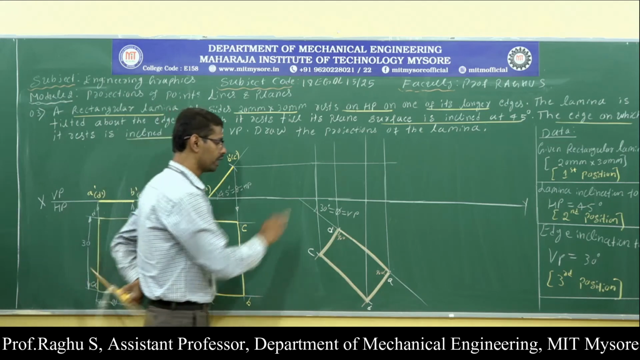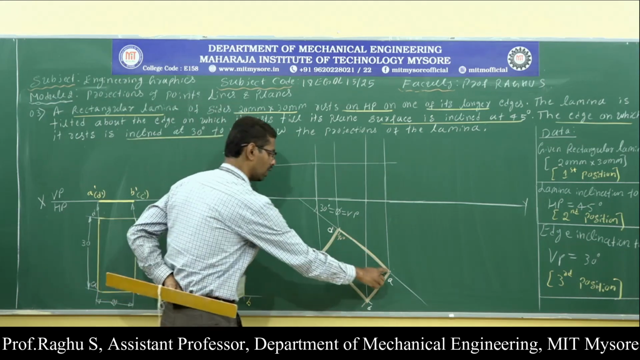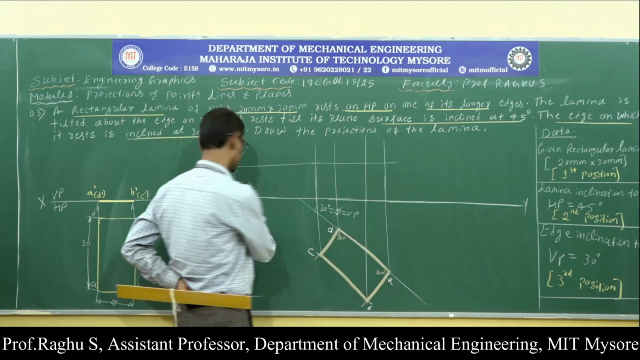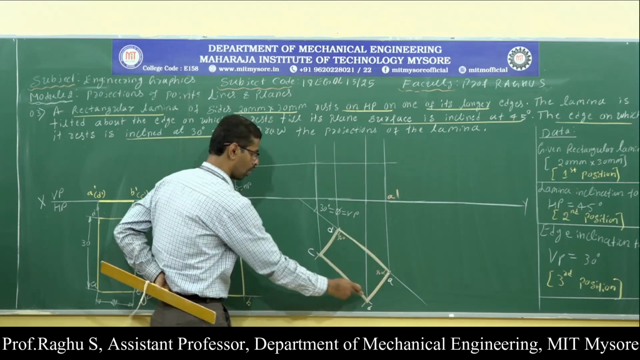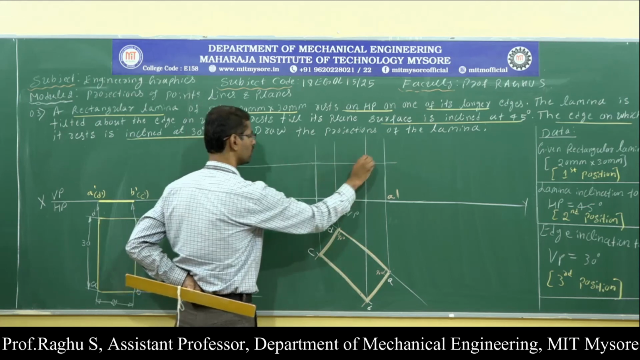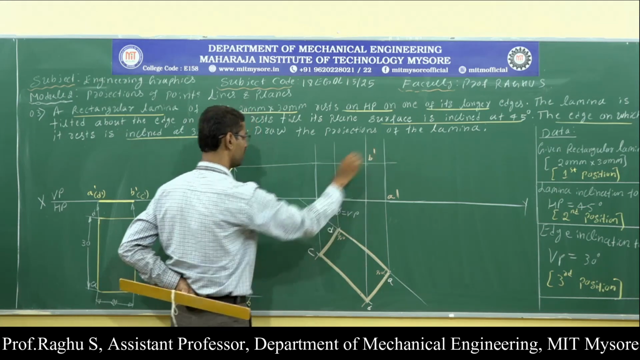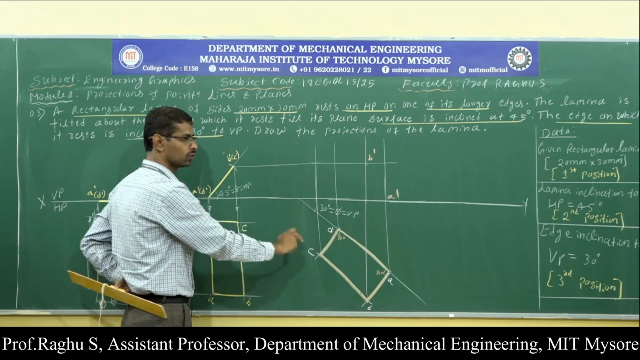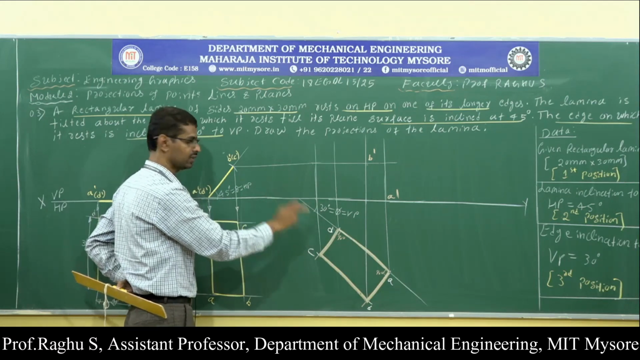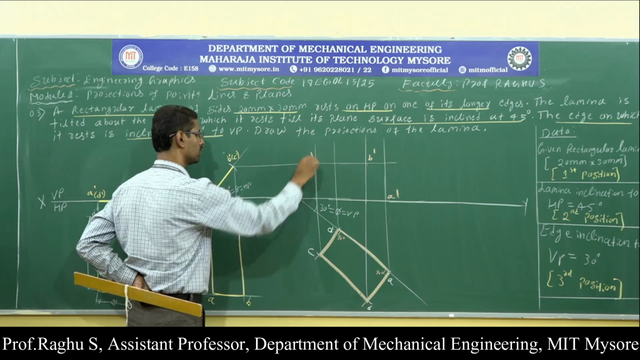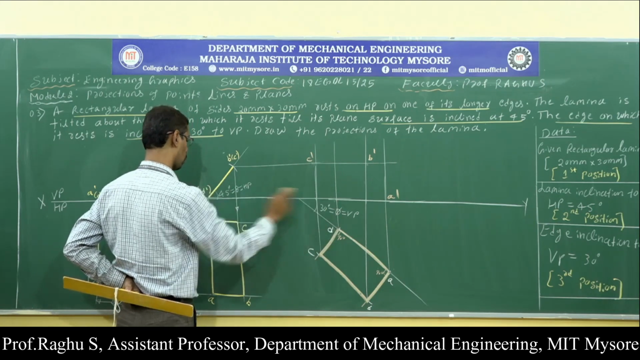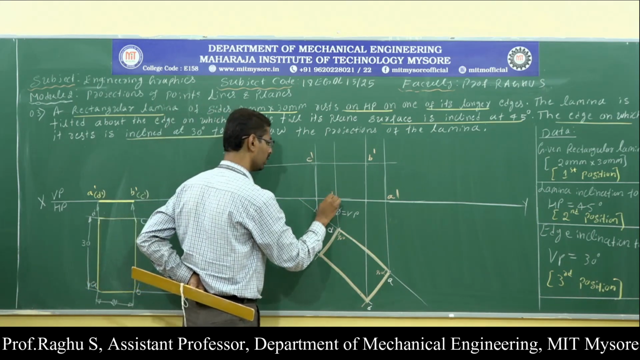Now locate the 4 corners. Vertical projection from point A, horizontal projection from point A, so this is point A dash. Vertical projection from point B, horizontal projection from point B, this is point B dash, front view. Vertical projection from point C, horizontal projection from point C, C dash. Vertical projection from point D, horizontal projection from point D, D dash.